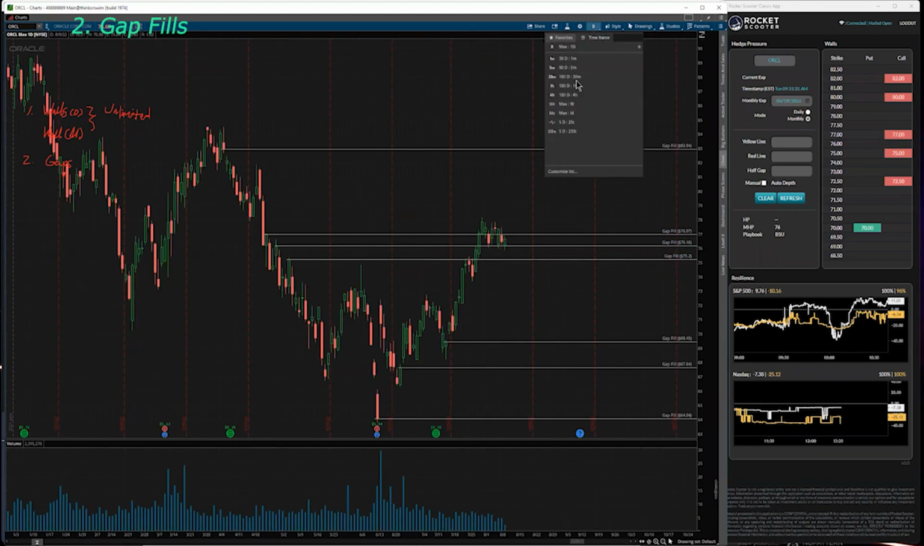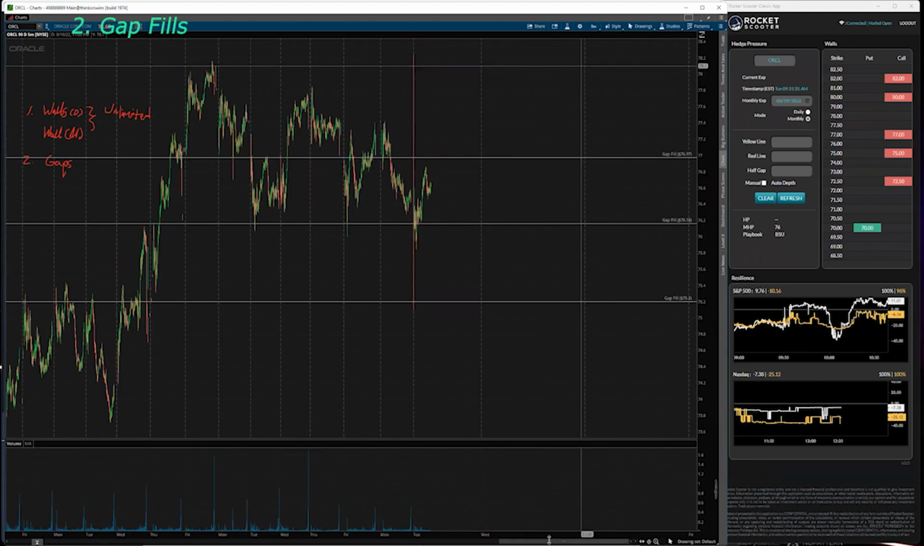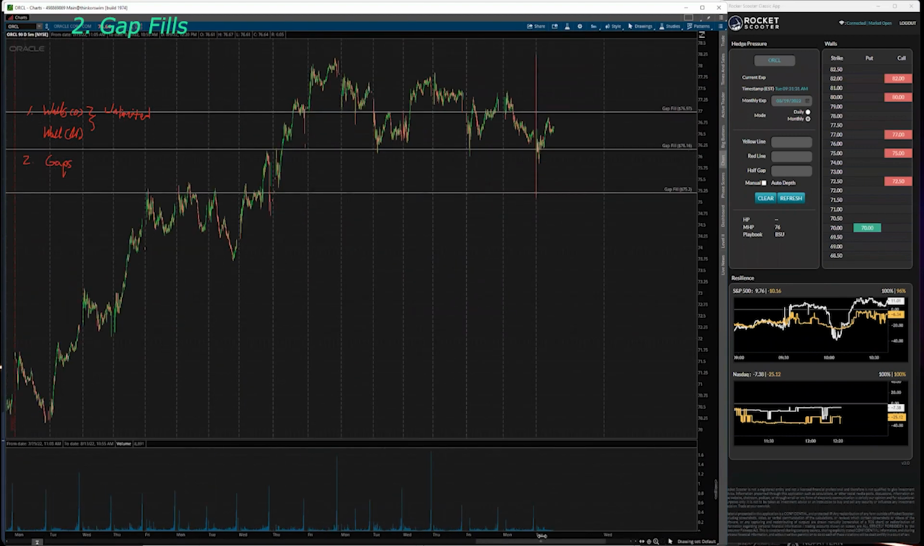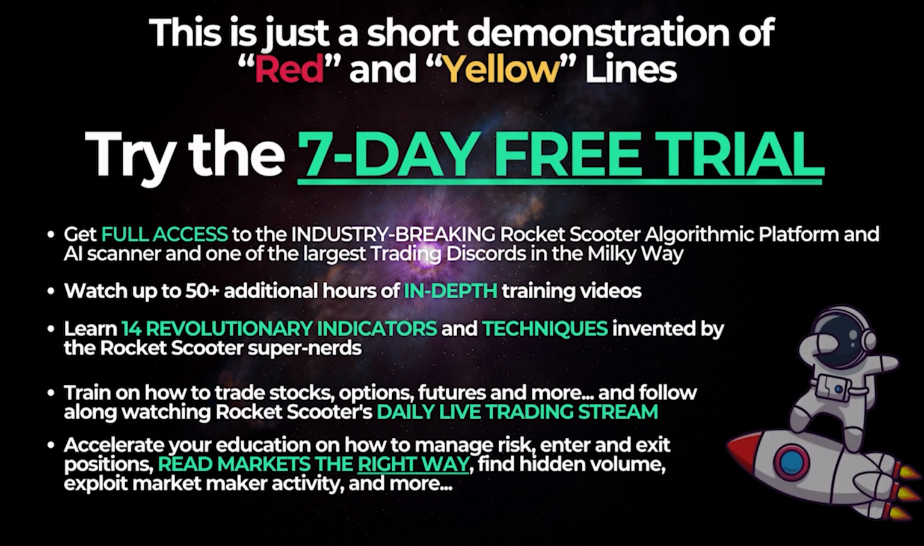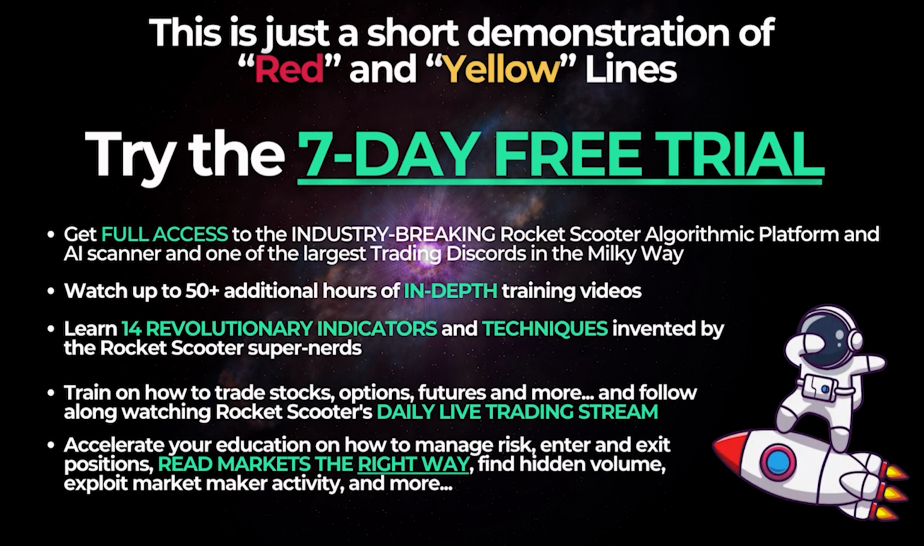Let's go to the hourly chart, and let me just demonstrate. You can see how the market spends a lot of time ping-ponging between these levels to satisfy those imbalances. Number 3 and number 4 are red lines and yellow lines. There are videos on the Rocket Scooter website that will detail what those exploits are, and those are some of our best techniques that we have as well.